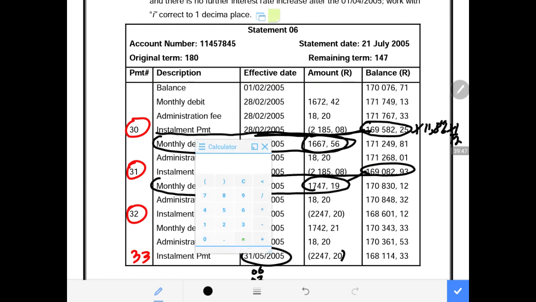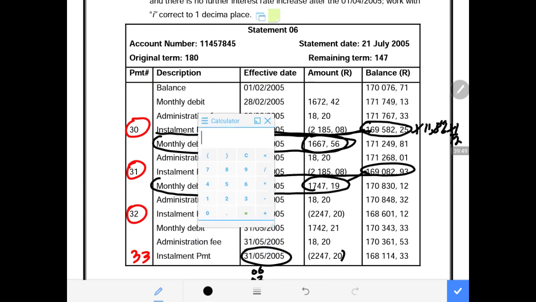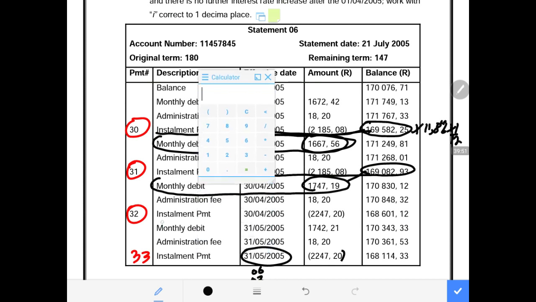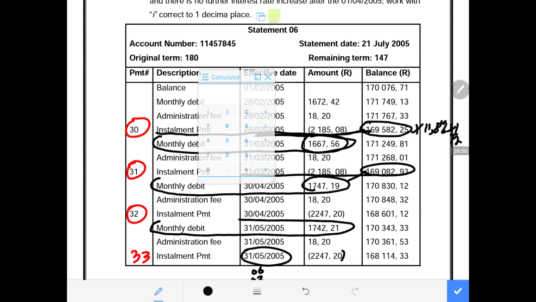Again, let me prove when there was an increase in the interest rate. Let me take the last month, which is the month of May, where we have the interest amount, which is the monthly debit. Monthly debit is the interest. Remember, I said to you, the interest of the current month, which is the month of May, is based on the closing balance of the previous month.